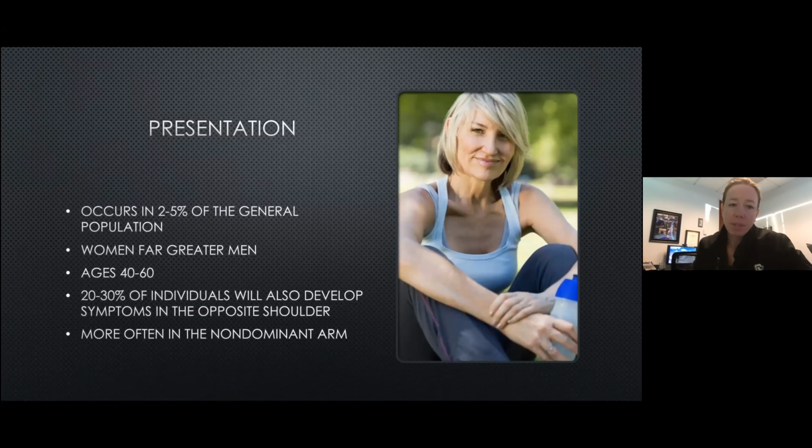So most patients who present with this come in with a fairly similar story, but it only occurs in about 2 to 5% of the population. Women are far more likely to get this than men, typically in that age range between 40 and 60. Interestingly, a lot of patients who get this and recover from it will develop it in the other side. There may be some obvious reasons for that, there may not be. And very often it happens in the non-dominant arm. So whereas you may see things like a rotator cuff tear injury, tendinitis, or more acute injuries in the dominant arm, this can often be in the non-dominant arm.